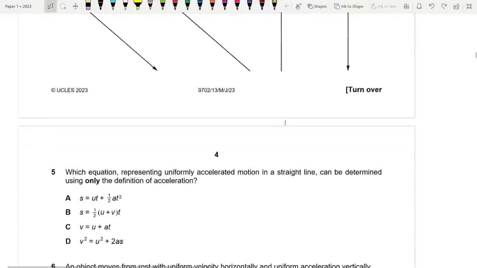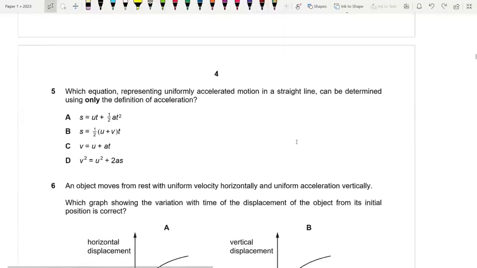Okay, basically. Next, number 5, which equation representing uniformly accelerated motion in straight line can be determined using only the definition of acceleration?